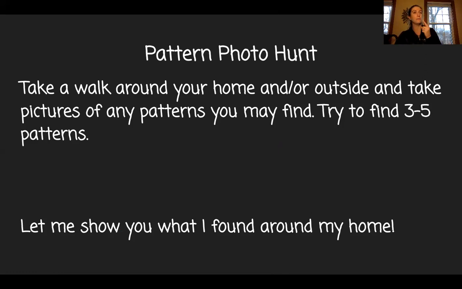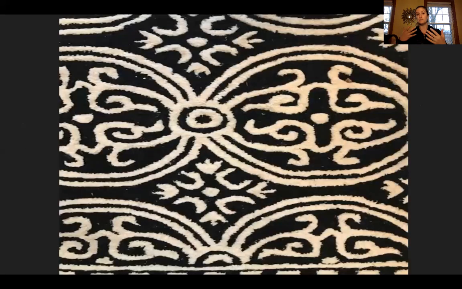I took a quick walk around my home and I took some pictures of patterns that I saw. Here's my living room rug. I'm seeing a pattern of black and white. I'm seeing repeated lines, things like arched lines, curved lines. I'm seeing repeated shapes like circles and design elements all up in this rug. Also looks like I need to vacuum.